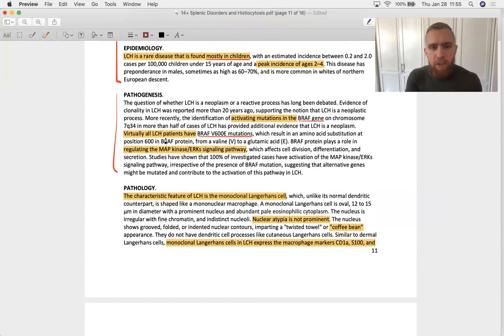Virtually all LCH patients have BRAF V600E, valine to glutamic acid at the 600 position, mutations. So that's high yield. BRAF plays a role in regulating the MAP kinase signaling pathway. If they don't ask you what is BRAF, like what is the mutation, then they could ask you what the mutation does. So you've got to know MAP kinase, cell growth factor pathway.